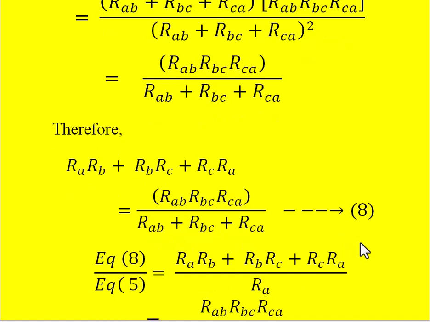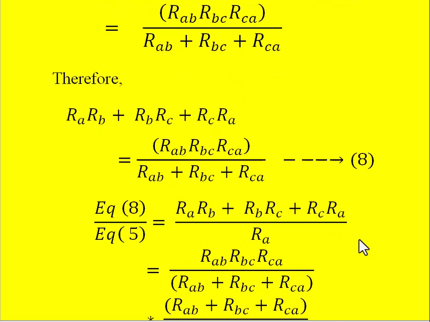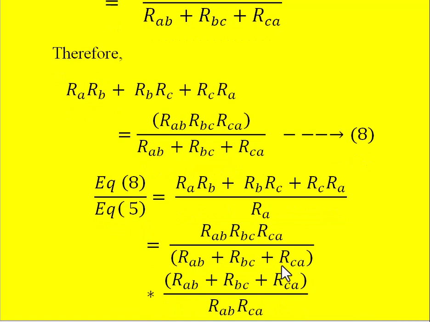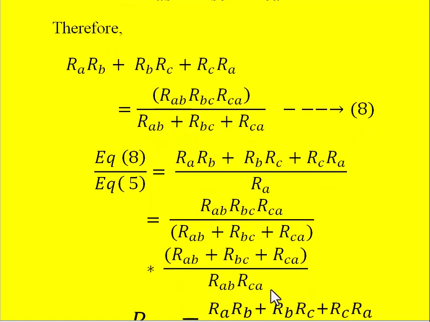And now divide this equation 8 with equation 5. So once we divide it, then on the left side we get RA/RB plus RB/RC plus RC/RA divided by RA. On the right side we get RAB RBC RCA divided by RAB plus RBC plus RCA. That is as it is we are getting here this value, then into RAB plus RBC plus RCA divided by RAB into RCA.